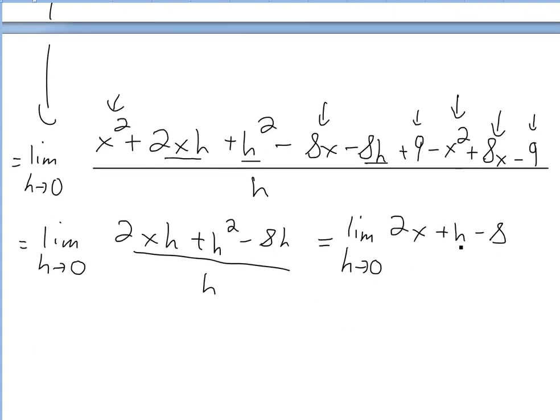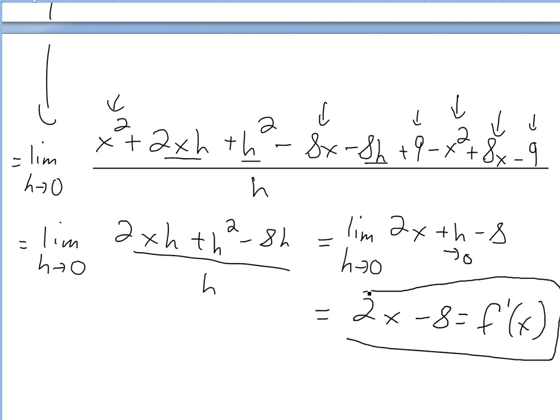And now we're left with this, and if we just plug in 0 inside it, before we couldn't plug in 0 because it would be divided by 0 here. So then we plug in 0, and this just becomes 0, and we'll be left with 2x minus 8, and this is equal to our derivative, so f prime of x. So we can box this out.